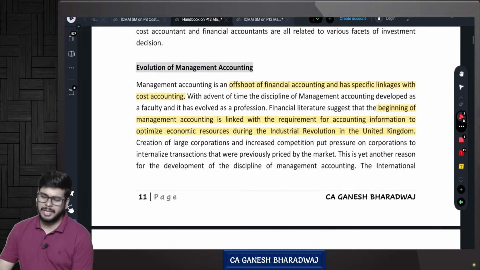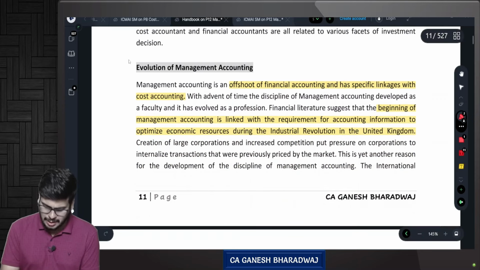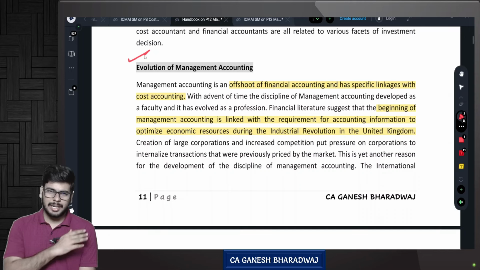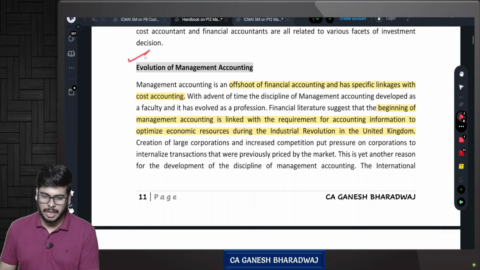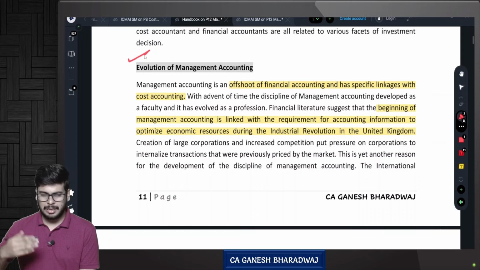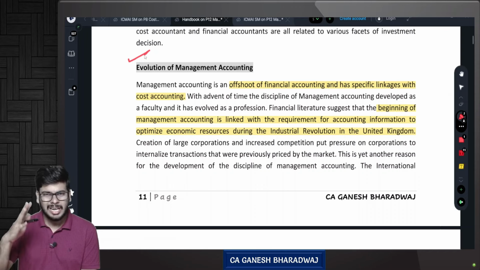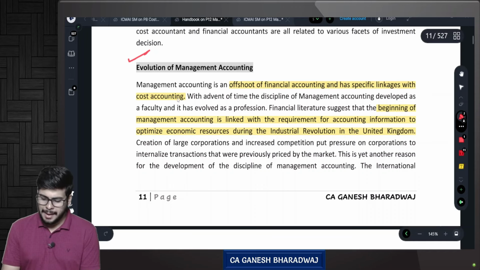Now, this part, evolution of management accounting. This is basically the history of how management accounting started. This part they have tested a few times in your MCQs, multiple choice questions, true or false, as well as in fill in the blanks, some aspects have been involved here. Let us quickly look at this. Management accounting is an offshoot, meaning what?